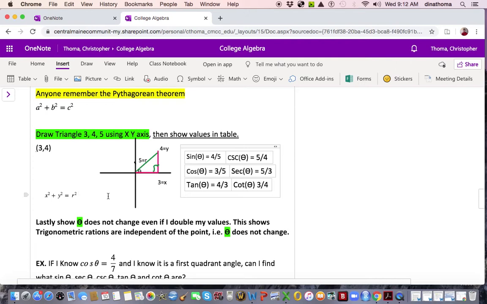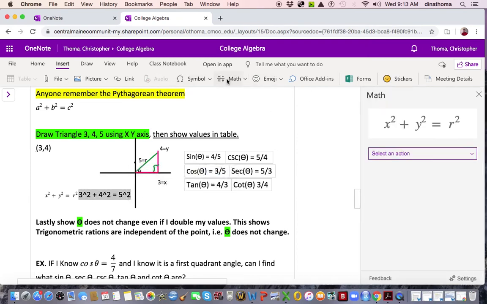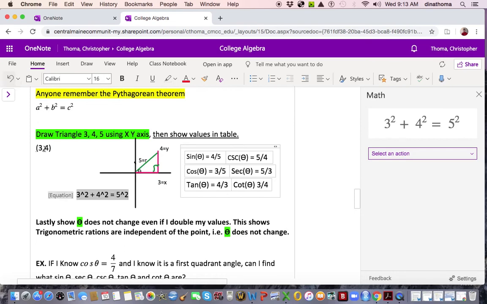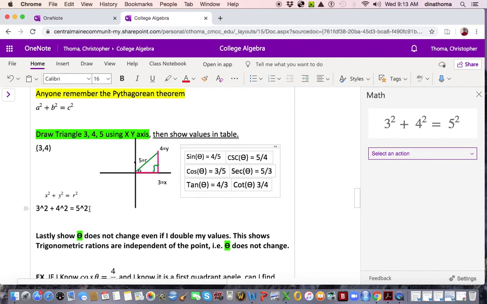So now I can take this and show that 3 squared plus 4 squared equals 5 squared. Let me clean it up so the symbols look right. Undo. Put this on a new row. There we go, equaling each other.